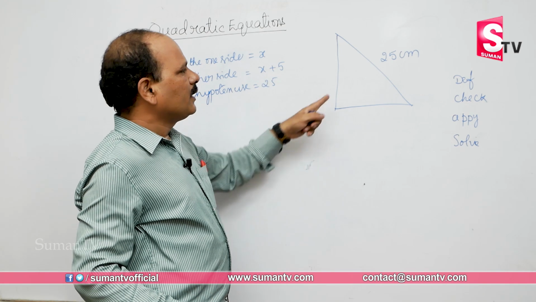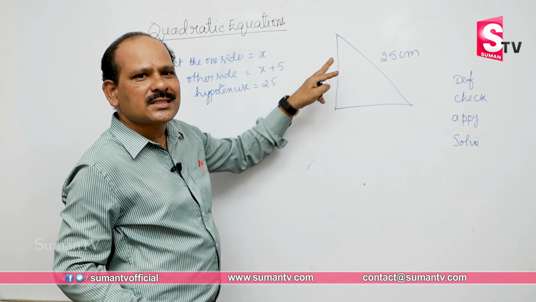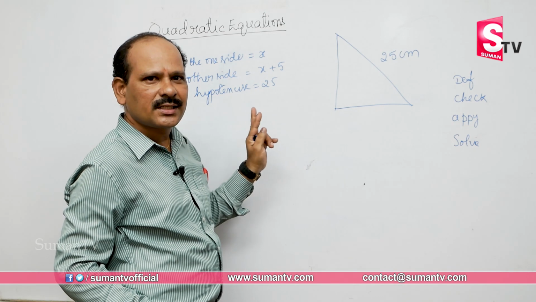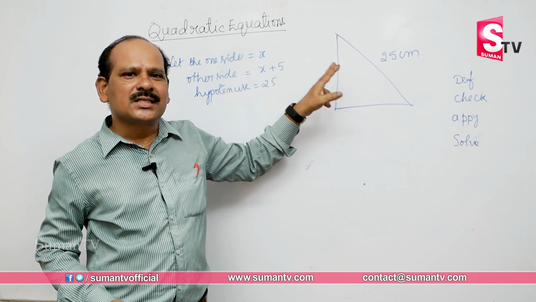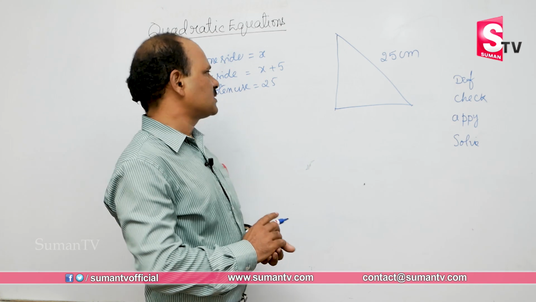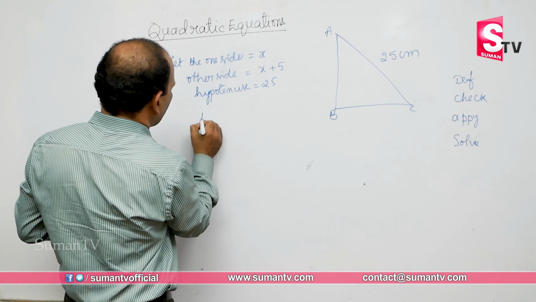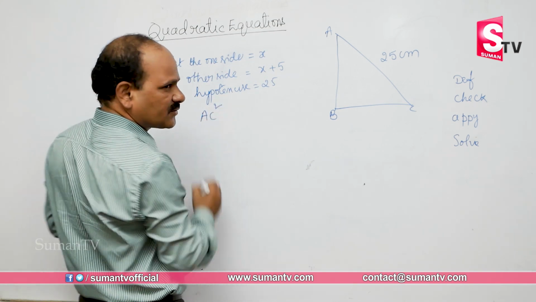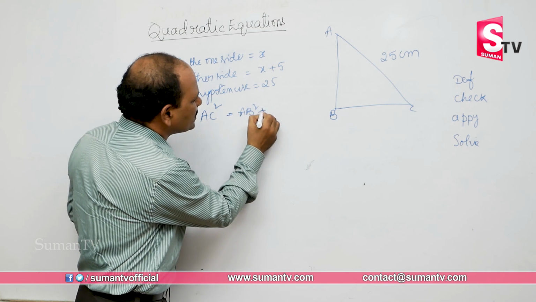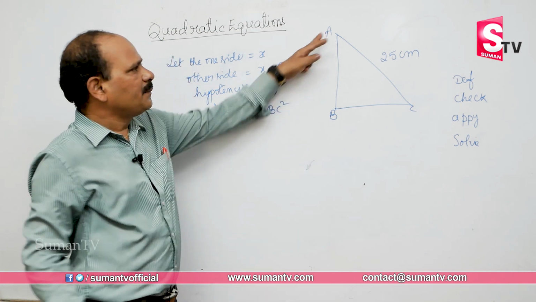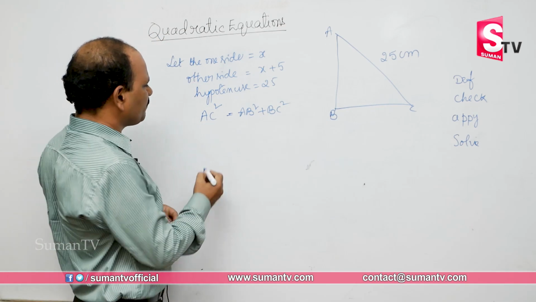Now in a right angle triangle, the square of the hypotenuse is always equal to the sum of the squares of the other two sides. Once again I will explain: the square of the hypotenuse is always equal to the sum of the squares of the other two sides. Okay, I will give the names of the sides A, B, C. Then the square of the hypotenuse, that is AC square, is equal to the sum of the squares of the other two sides, that means AB square plus BC square. Now the hypotenuse length is given as 25.